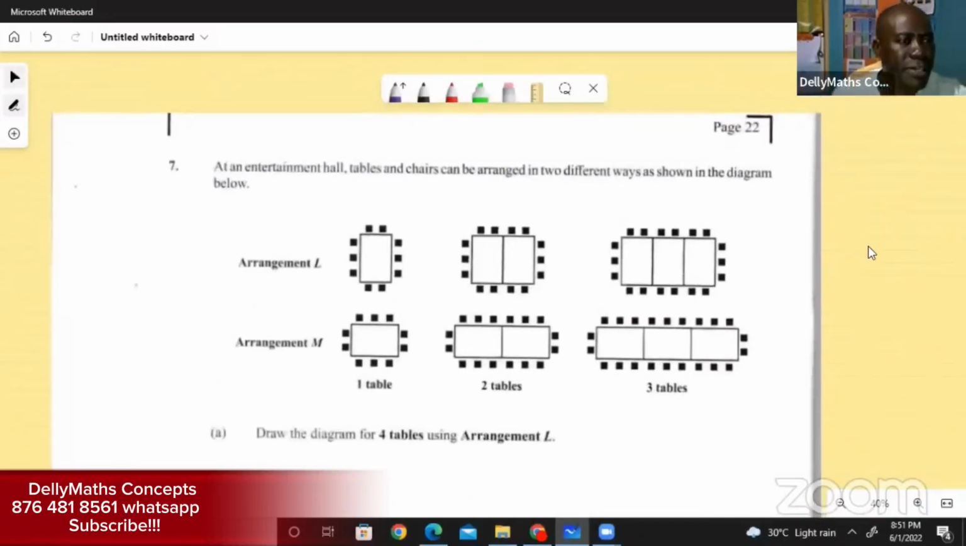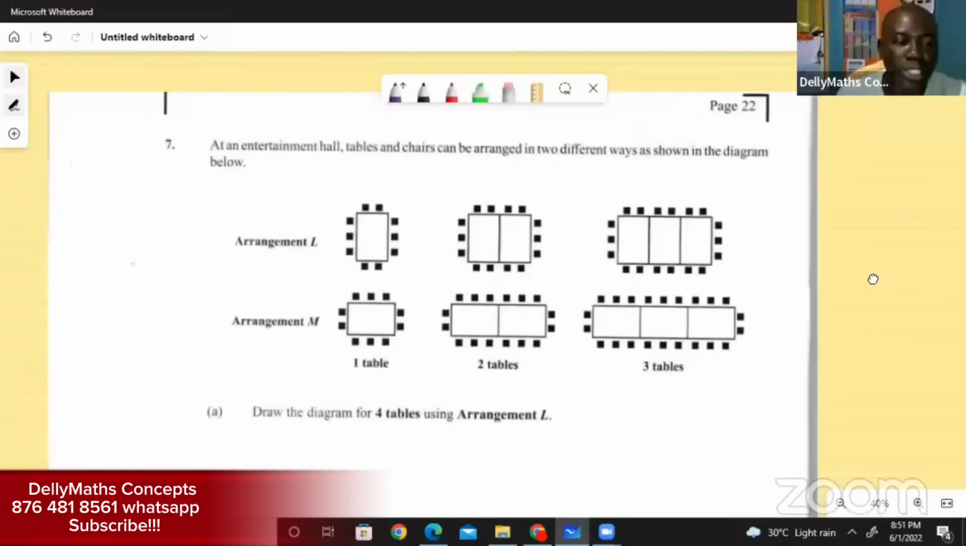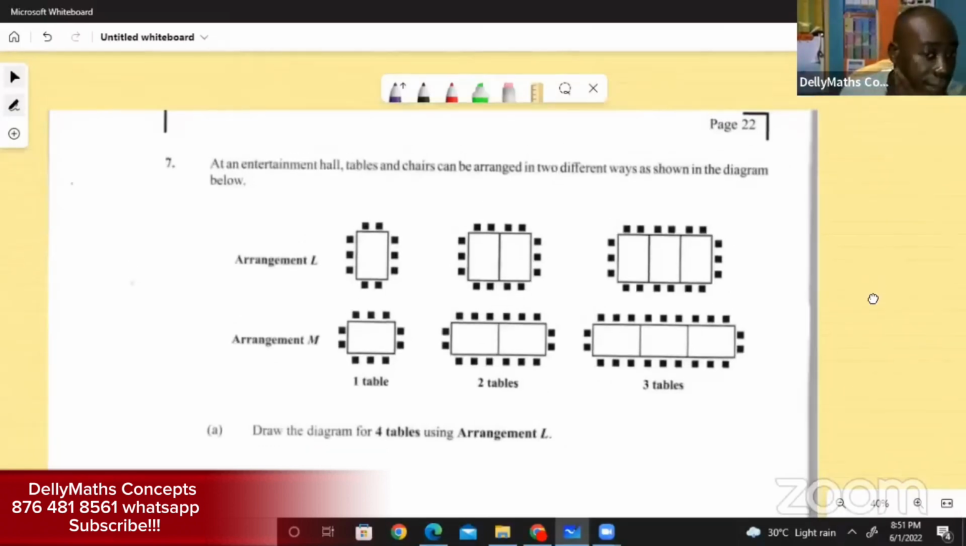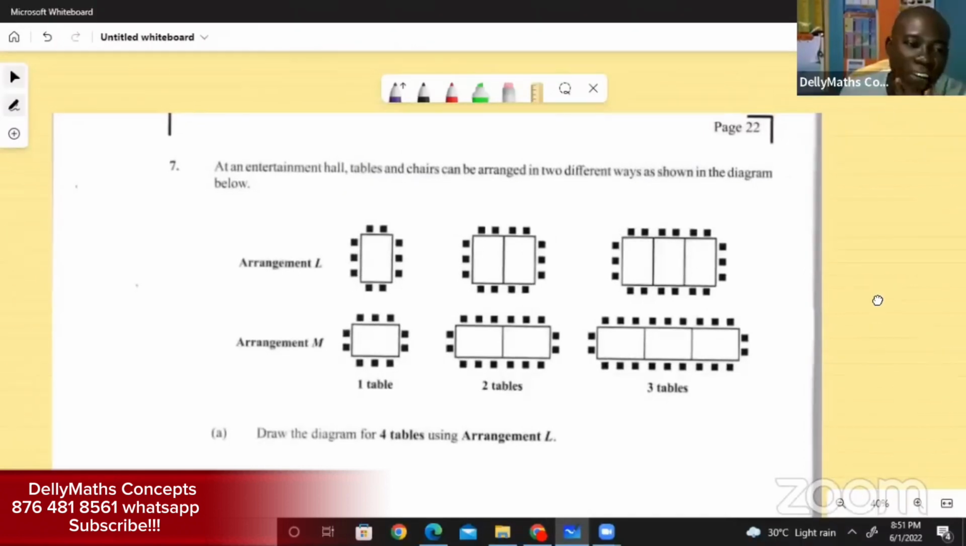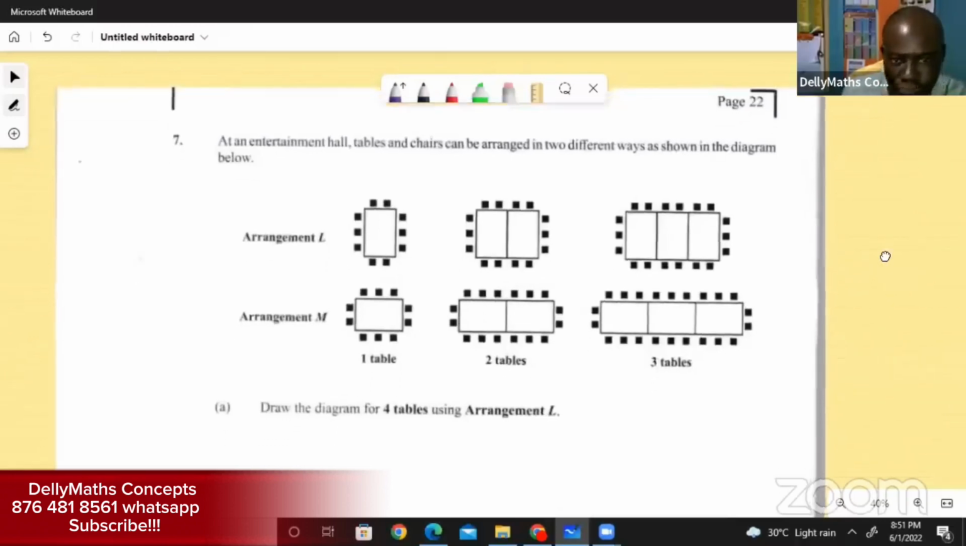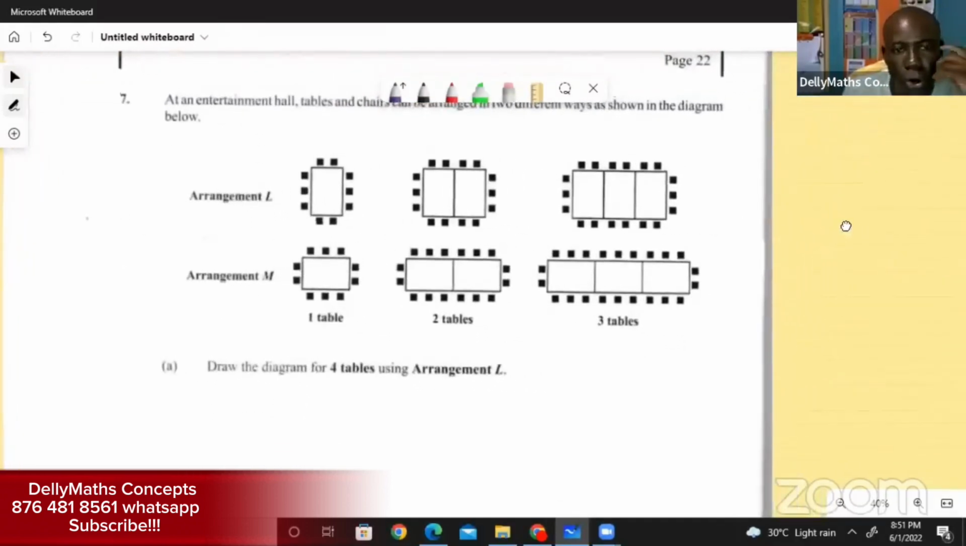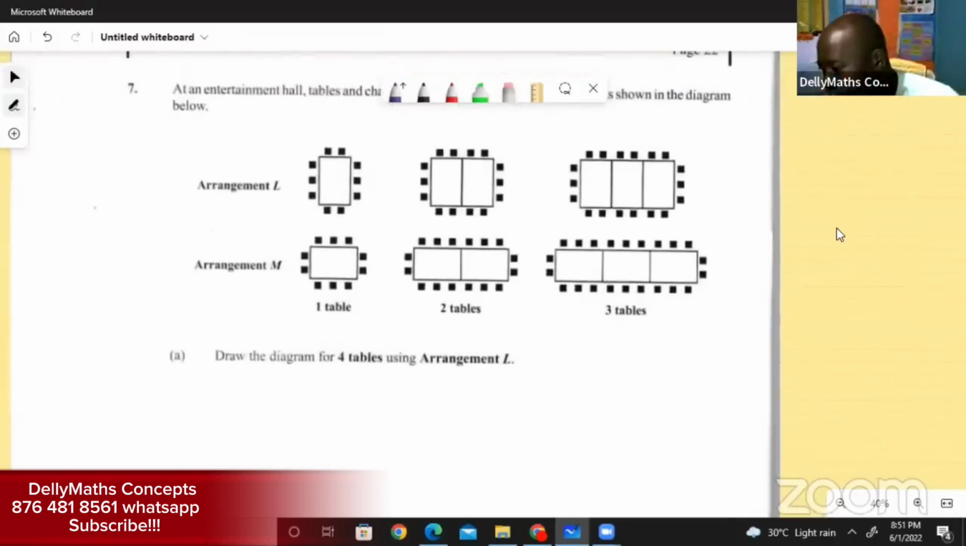So it says, at an entertainment hall, tables and chairs can be arranged in 2 different ways as shown. All right, so they're showing us how you arrange the tables and the chairs. Arrangement L, arrangement M. Right? So it's either they turn them that way or they turn them the other way. All right. So you're seeing that, and then they're saying to you, guess what?